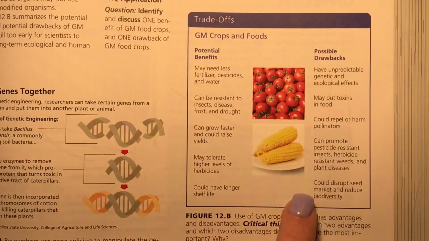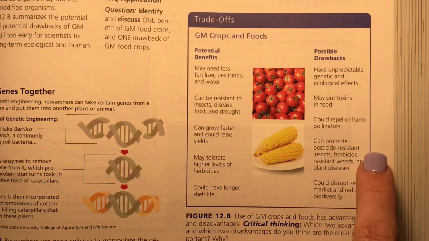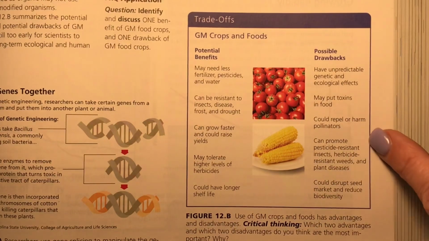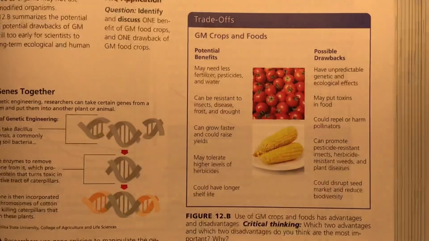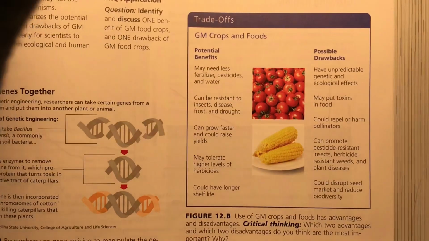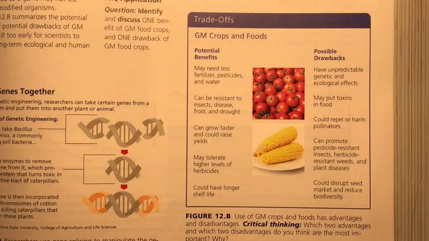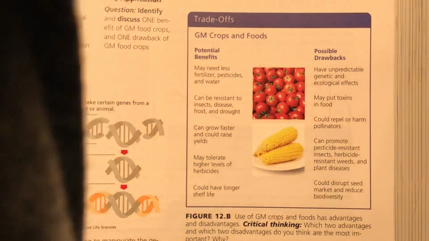To me, the only one of these that might actually take place would be this one right here. You're going to learn why this is a problem. It can promote pesticide-resistant insects and herbicide-resistant weeds. There is a very simple evolutionary reason why that's the case. We will, like I said, discuss.